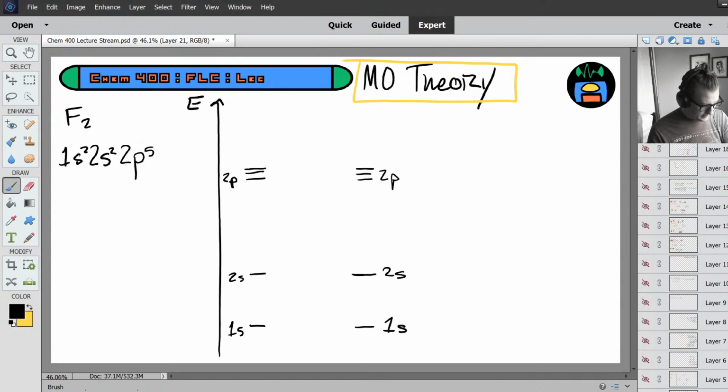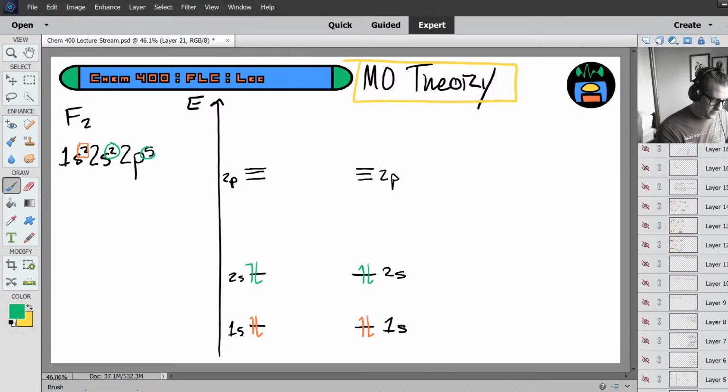Well, before we start mixing orbitals, I'm actually going to put our electrons in place where they go. So we have 2 electrons in our 1s orbital, so they'll go there and there. We have 2 electrons in our 2s orbital.